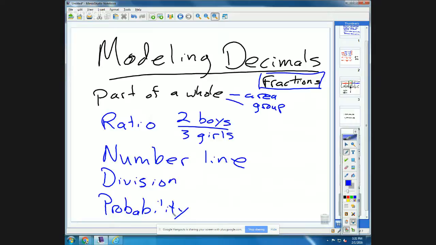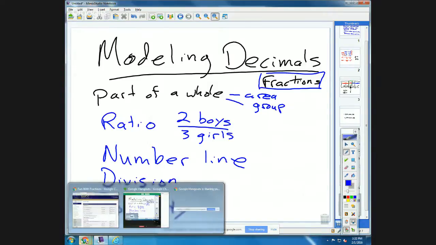So take a little closer look at probability this time. So I can use any of those to model a decimal. I'm going to go for part of a whole group / area idea. And to do that, I'm going to bring up one of my online toys.